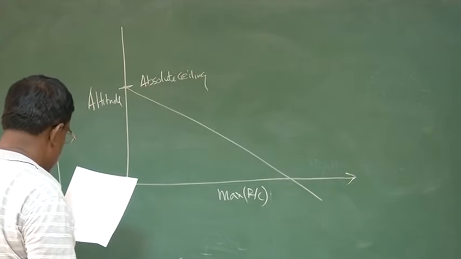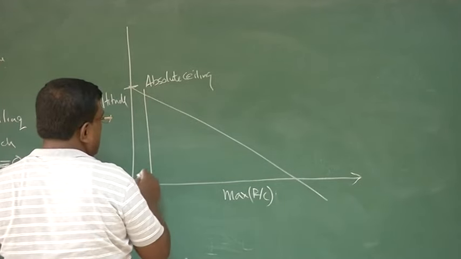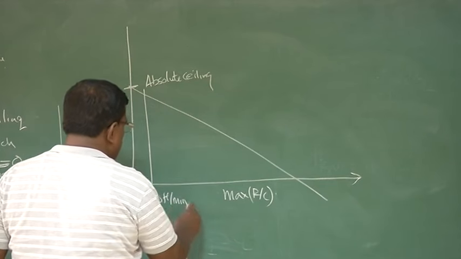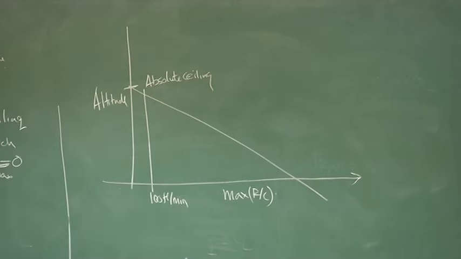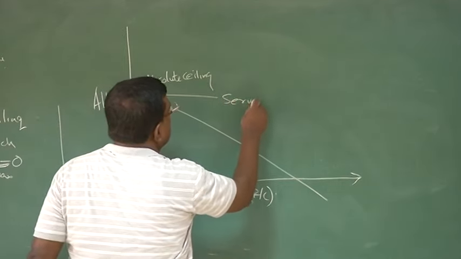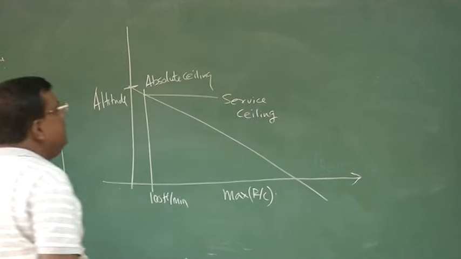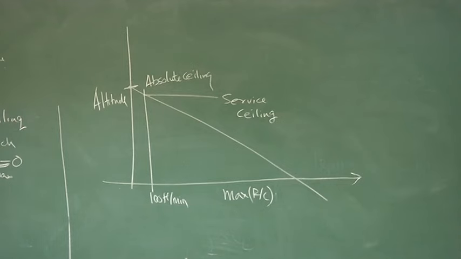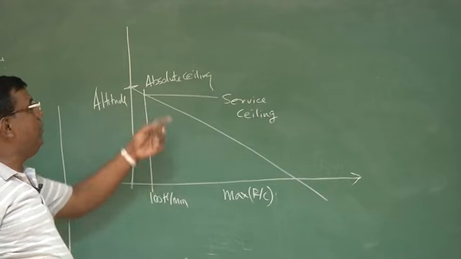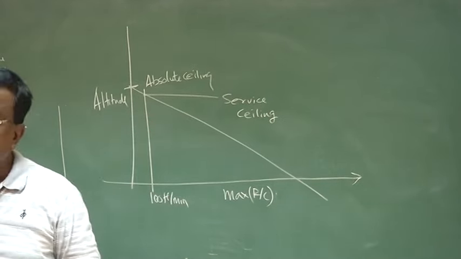Okay? And for practical purposes, we define an altitude which is called service ceiling. Service ceiling is the altitude at which the maximum rate of climb is not zero, but it is 100 feet per minute. For all operational purposes, we use service ceiling, not absolute ceiling.